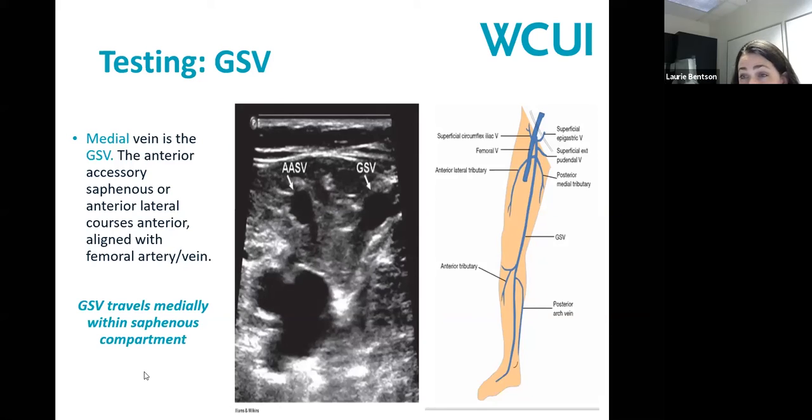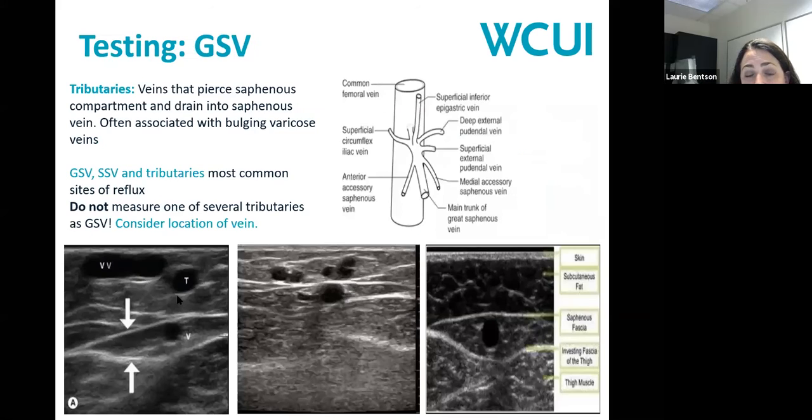We have to remember too that the saphenous vein is in that compartment. The several different tributaries of the saphenous vein pierce the saphenous compartment, draining into the saphenous vein. Here's an image that demonstrates a tributary, the saphenous vein, the compartment, and some varicose veins as well. We really want to make sure that we are measuring the saphenous and calling it the saphenous, and that what we are calling the saphenous is truly the saphenous.